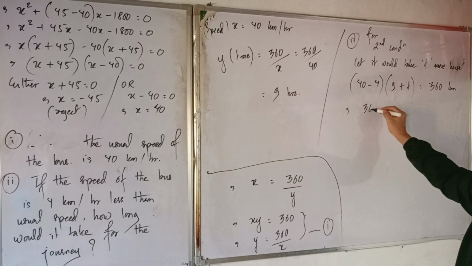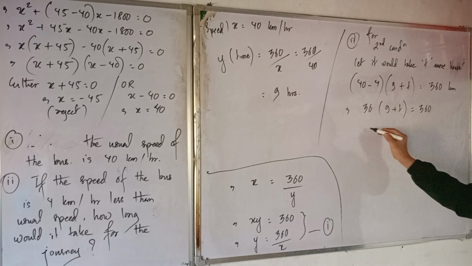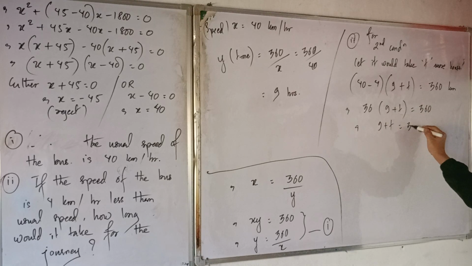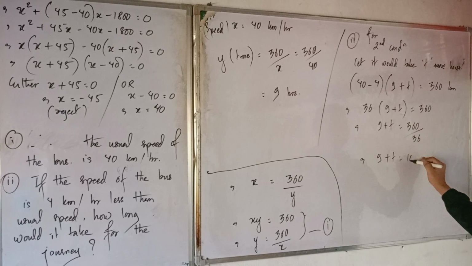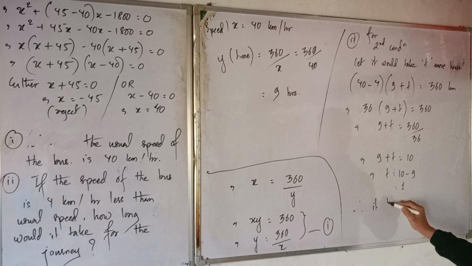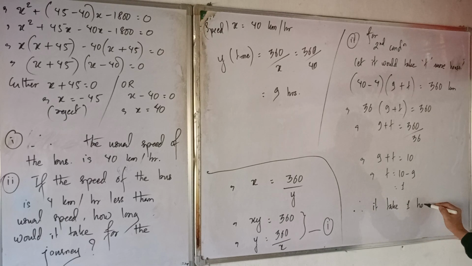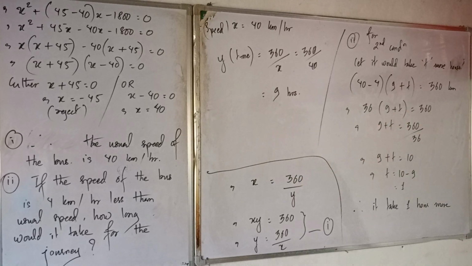Now 40 minus 4 becomes 36, and 9 plus t is equal to 360 by 36, so 9 plus t is equal to 10, and t equals 10 minus 9, which is 1 hour. So it takes 1 hour more to travel that distance when the speed is decreased by 4 kilometer per hour. This is the answer.